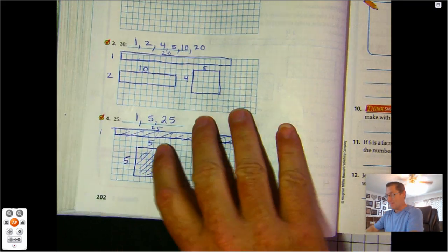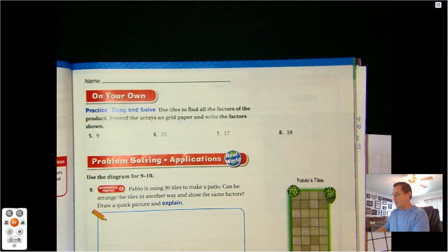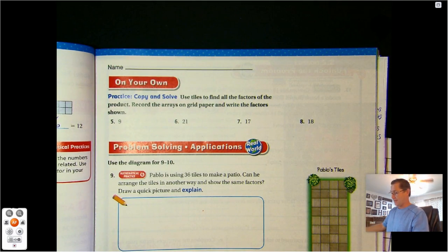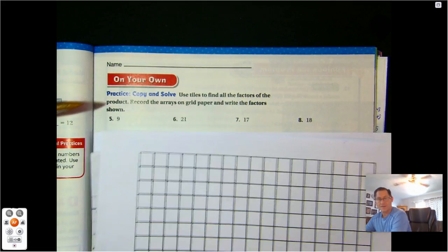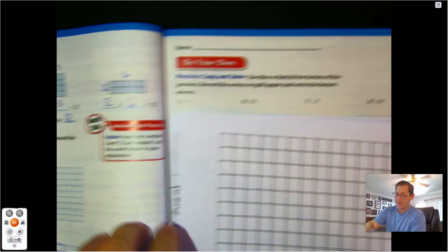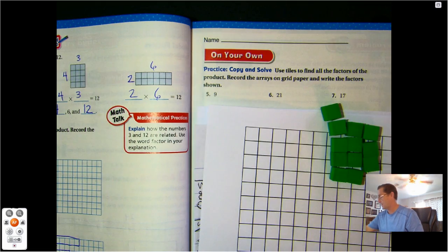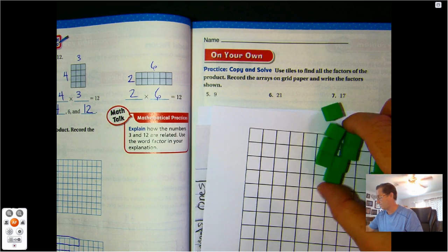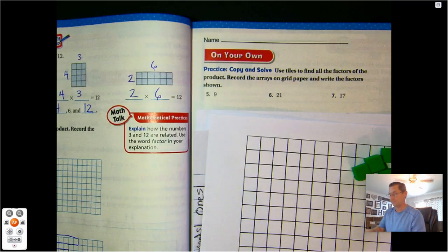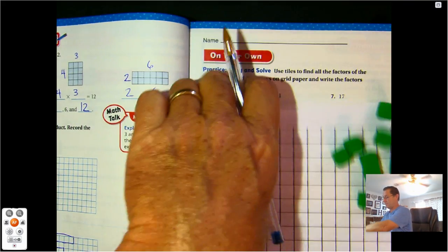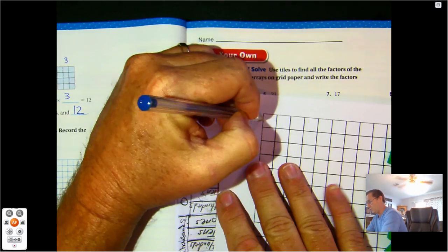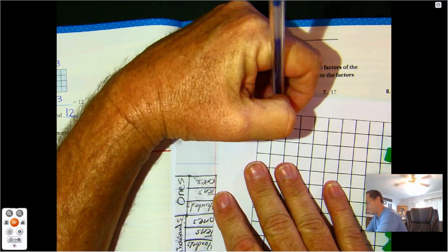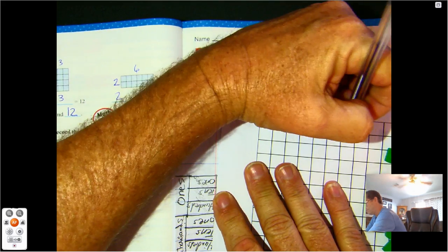Use tiles to find all the factors of the product. All right, so 9. I'm going to use some grid paper on this one just to draw them in. We know that 1 times 9 works, right? So that's our 1 times 9.